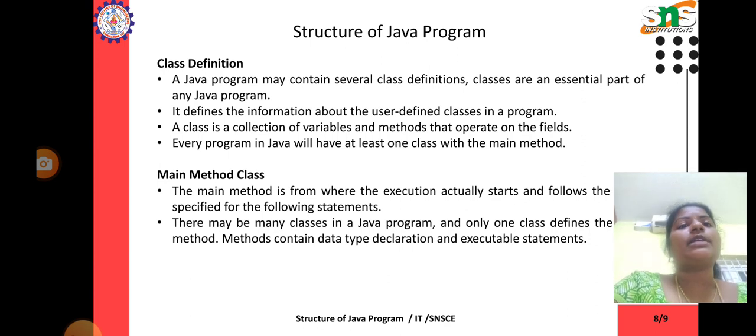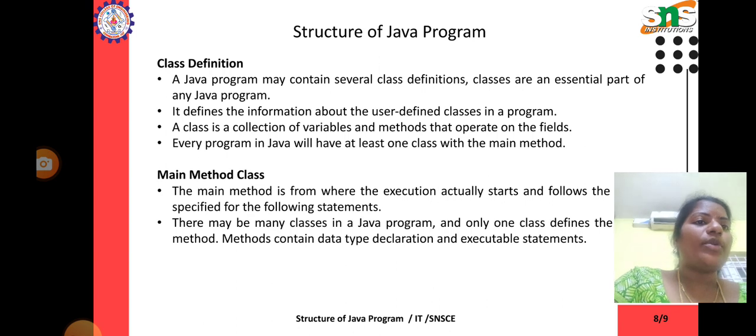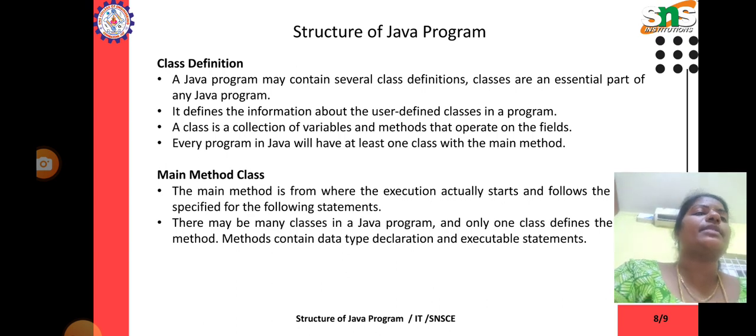Main method class. The main method is from where the execution actually starts, and it is followed by the specified statements. There may be many classes in a Java program, and only one defines the main method. The method contains the data type declarations and executable statements.